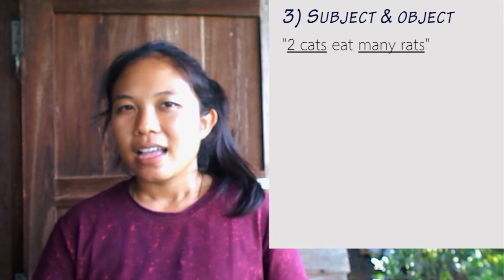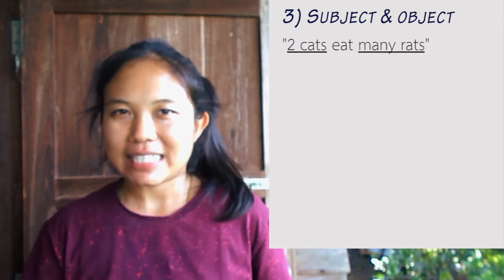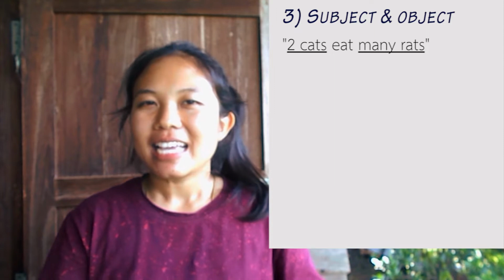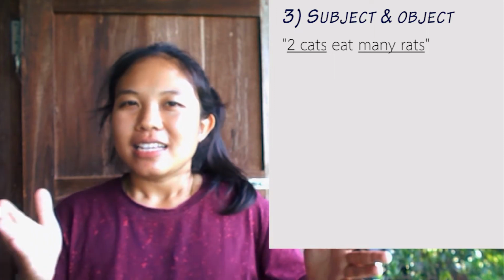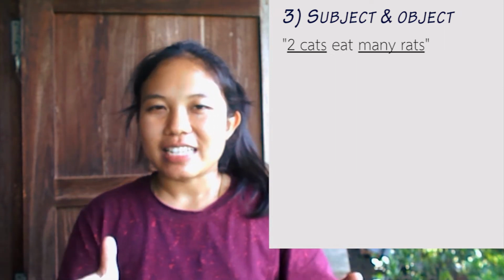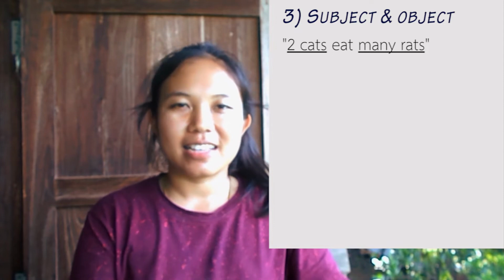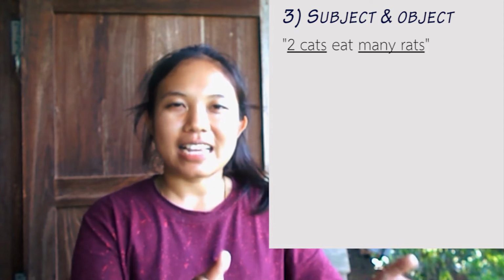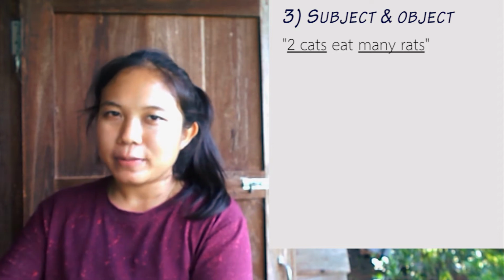And the last position that the phrase that we study about can be in the sentence is that they can be in the subject and in the object at the same time. For example, if you say 2 cats eat many rats. When you want to say it in Thai, you need to separate into 2 sections. The first section is the subject section, and then the object section.